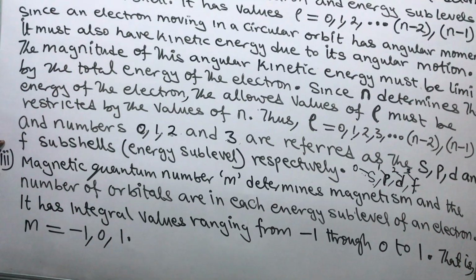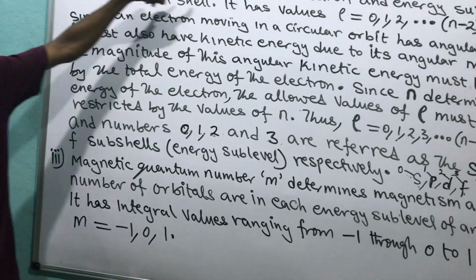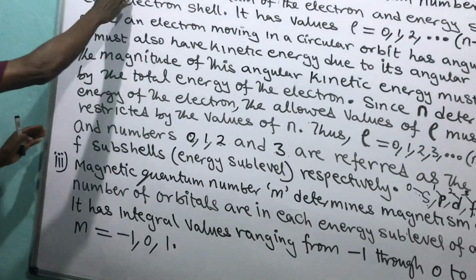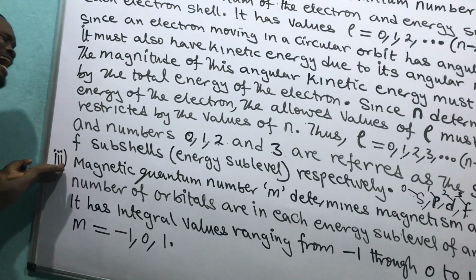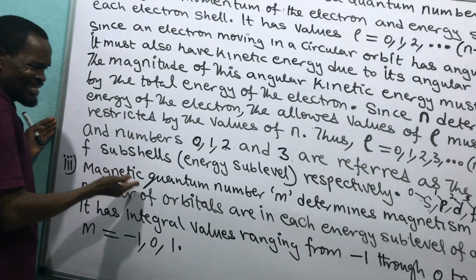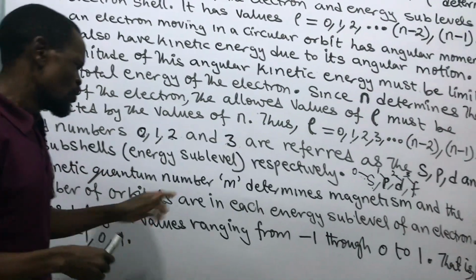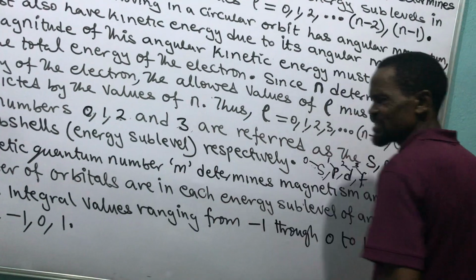I think you have to see the reason why we call it angular momentum or azimuthal quantum number or subsidiary quantum number. That's what we can call this one. Then we'll come to the magnetic quantum number, which will be represented with M.